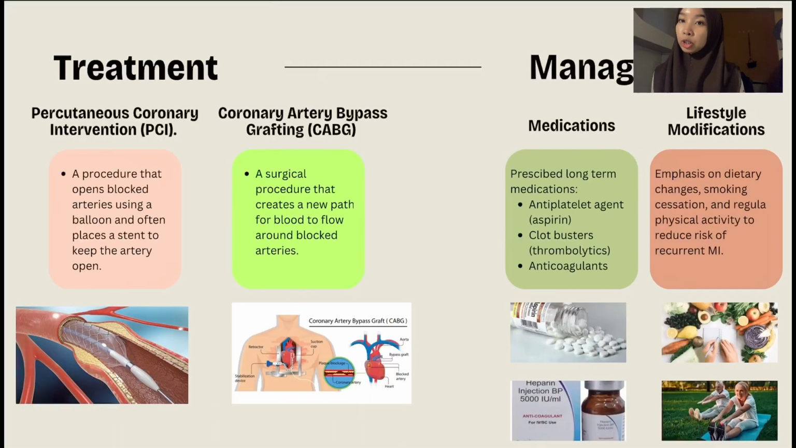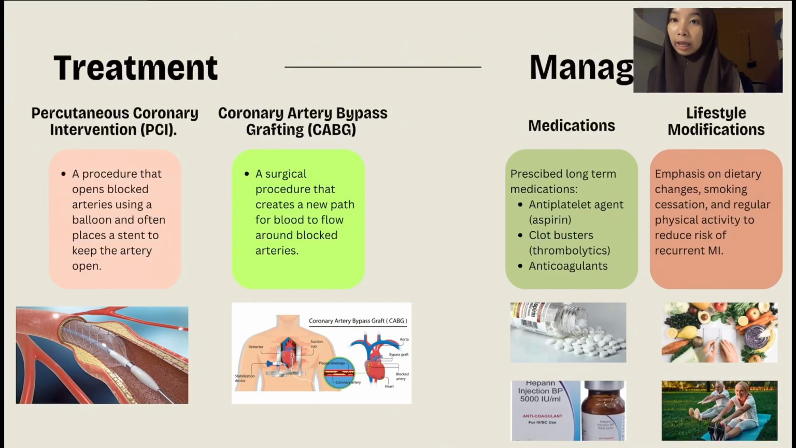Then treatment and management for a patient diagnosed with myocardial infarction. In treatment, we have percutaneous coronary intervention, PCI, which is a procedure that opens blocked arteries using a balloon and often places a stent to keep the artery open. Then coronary artery bypass grafting, CABG, is a surgical procedure that creates a new path for blood to flow around blocked arteries.